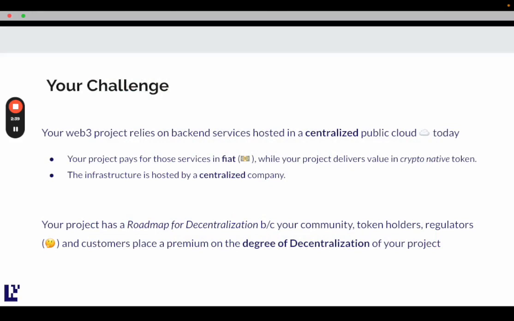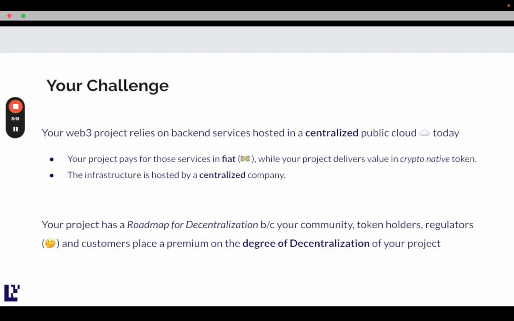And so why should you focus on this? Why is this a problem for your community? Well, philosophically, your Web3 project wants these components to be decentralized. They're running in a centralized cloud today, but they should be running in a more decentralized manner. You have to pay for them in fiat. While you either have a crypto native token or maybe you're going to launch a crypto native token, you want that token to have as much value and utility as possible. And then the infrastructure, if it's run by a centralized company, makes you more reliant on a centralized entity.